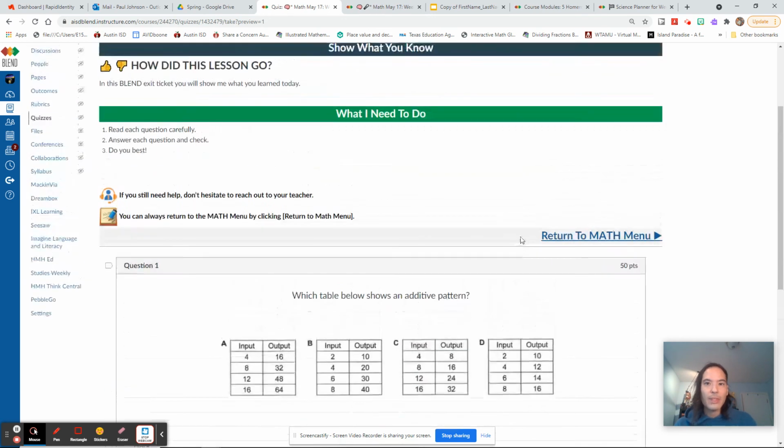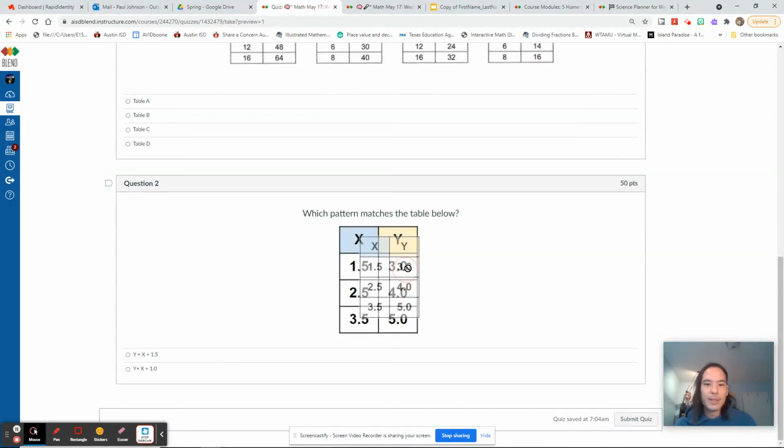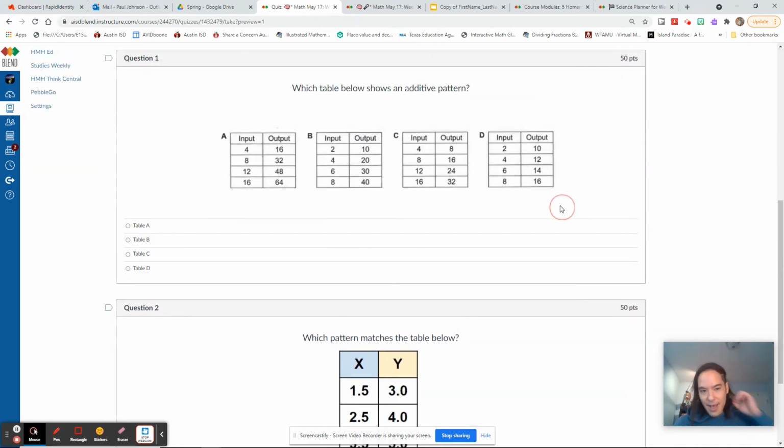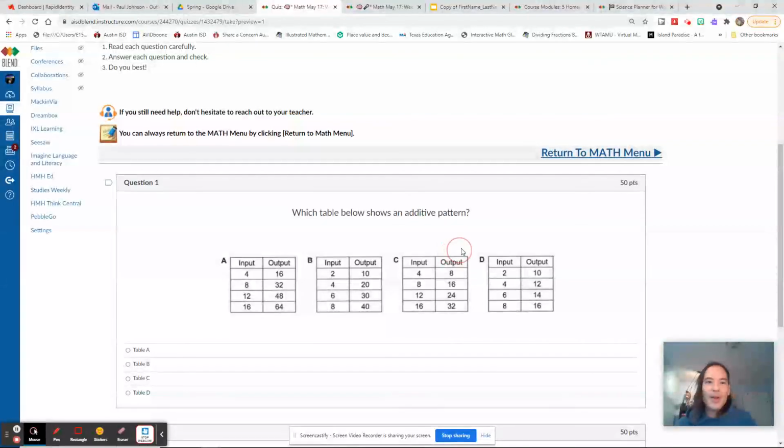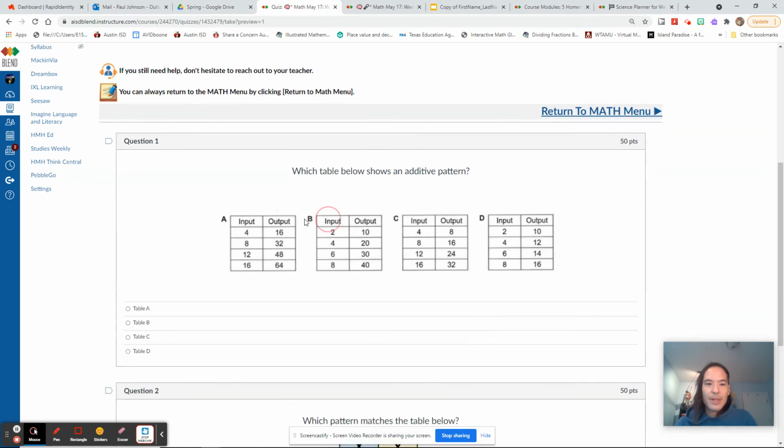All right, so hint on this one: all of these end in 5/10, and then all of these end in 0. And then hint on this one: just know your 2's facts, your 4's facts. Those will help you a lot. They'll help you realize which ones are not additive.